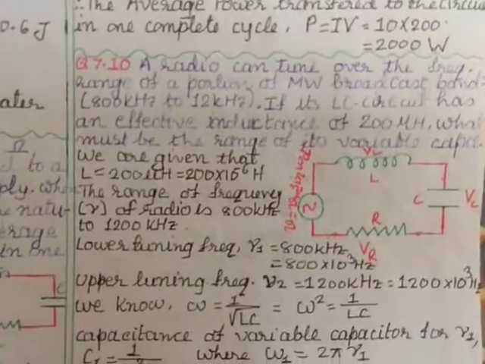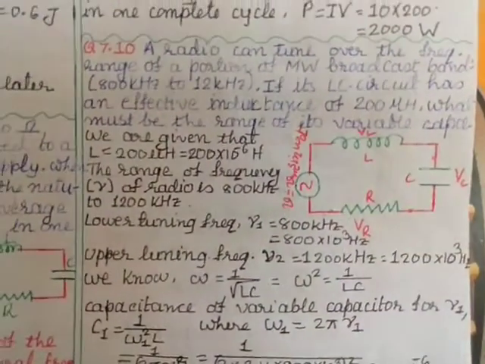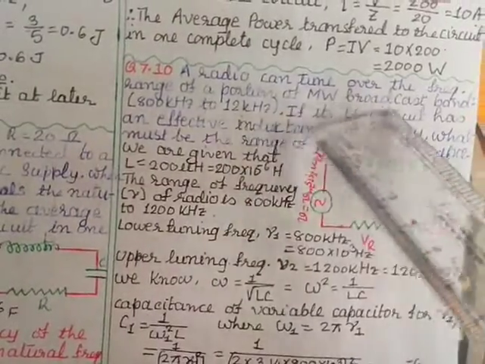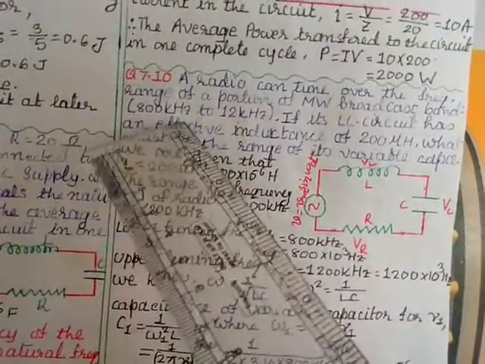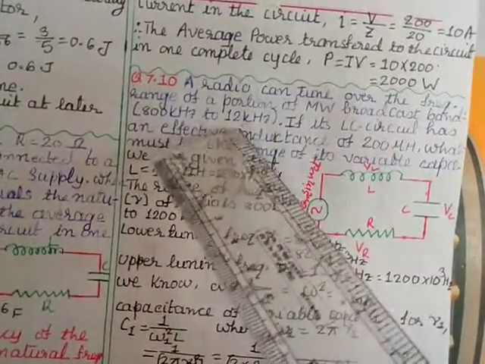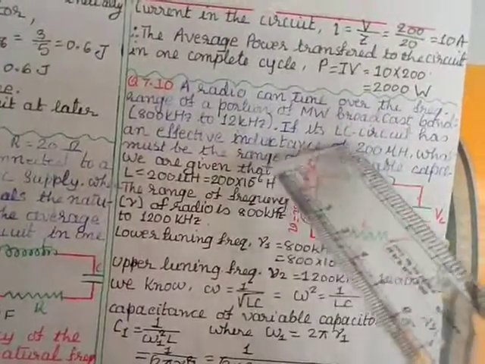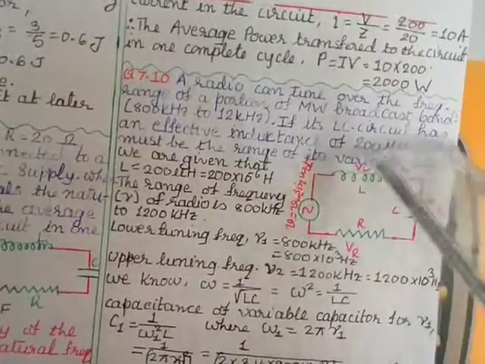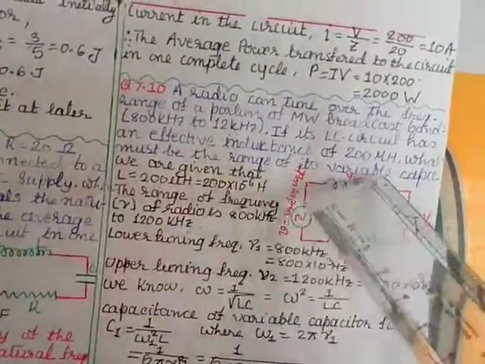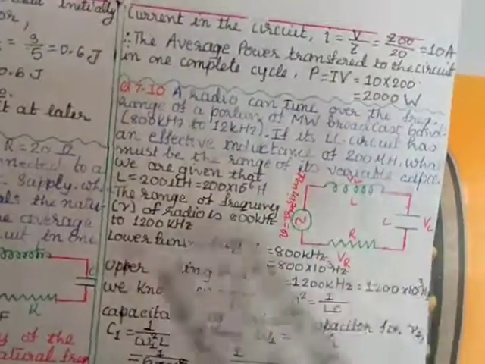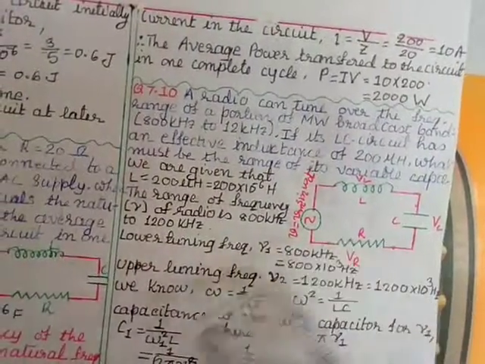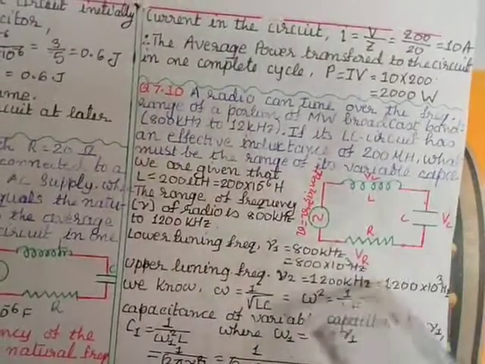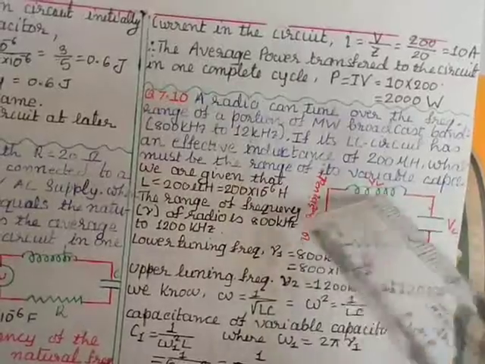Question number 7.10. A radio can tune over the frequency range of a portion of the medium wave broadcast band, 800 kHz to 1200 kHz, if its LC circuit has an effective inductance of 200 microhenry. What must be the range of its variable capacitance? This is my circuit diagram. Here L and C are connected in series. The AC voltage is applied to all three elements.